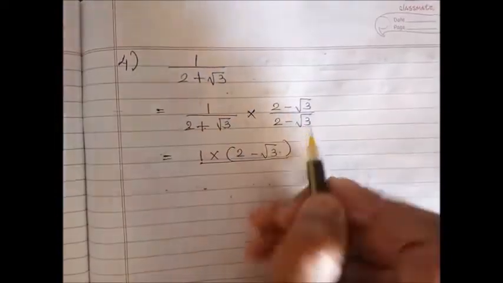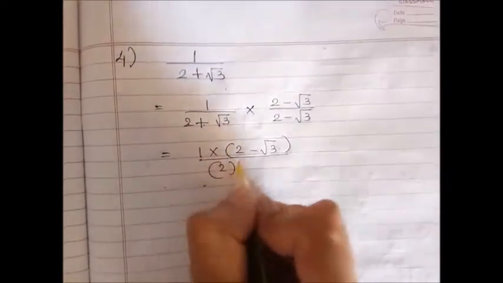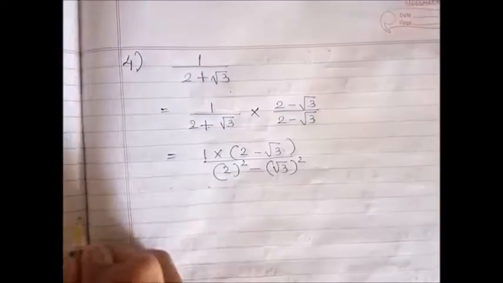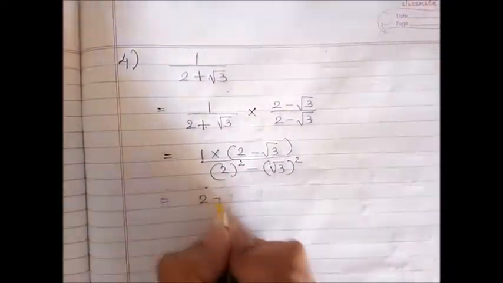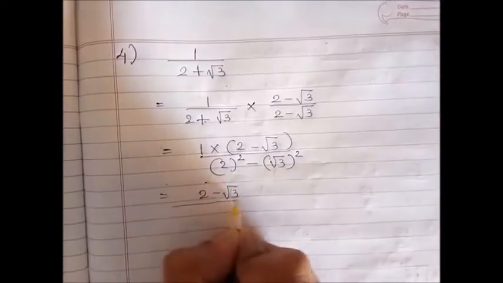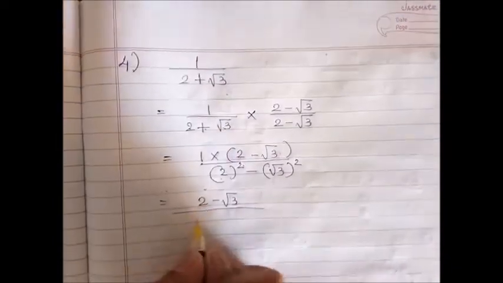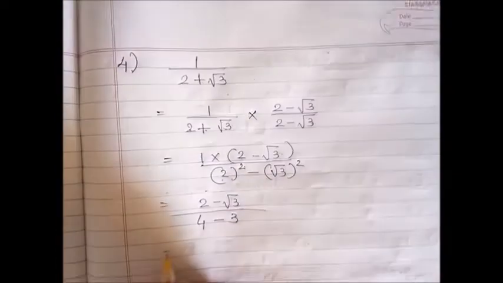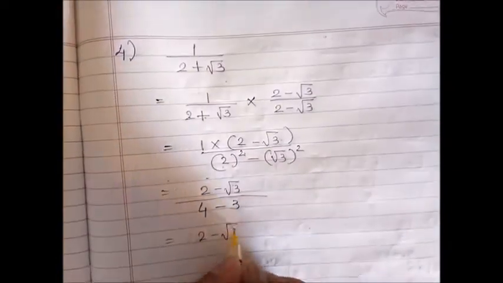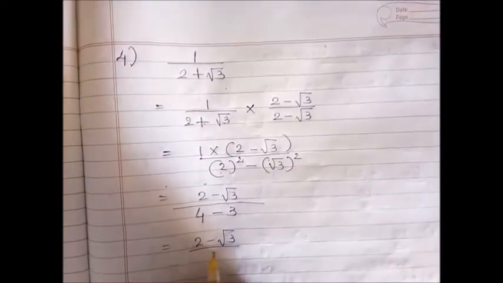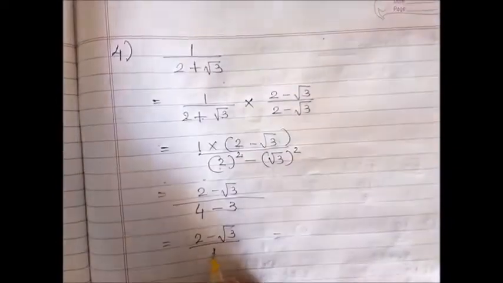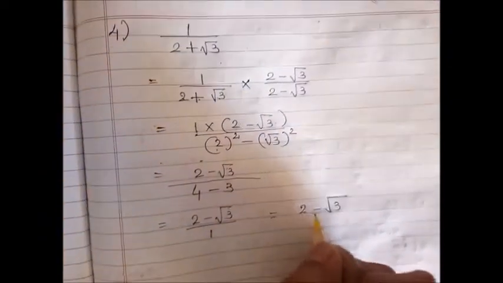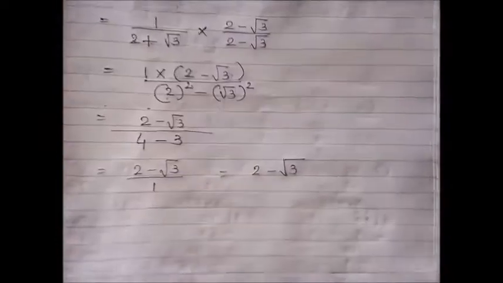Now 1 multiplied by 2 minus root 3, whole divided by a plus b, a minus b. So a square minus b square. So here 2 square minus root 3 whole square. Now here 2 minus root 3 divided by 2 square, that is 4, minus root 3 square, that is 3. So 2 minus root 3 divided by 4 minus 3 comes 1. In the denominator 1, if you are not writing it, then it is okay. So the answer will be 2 minus root 3.